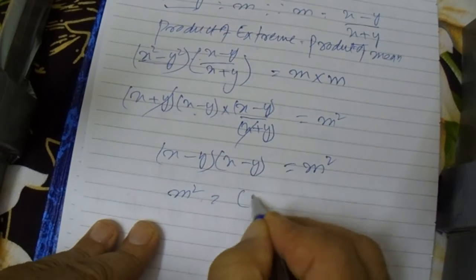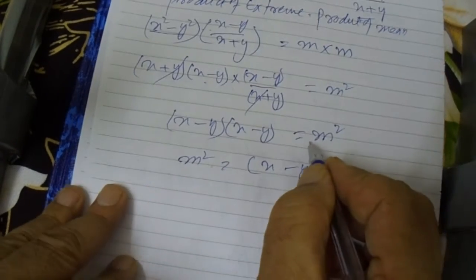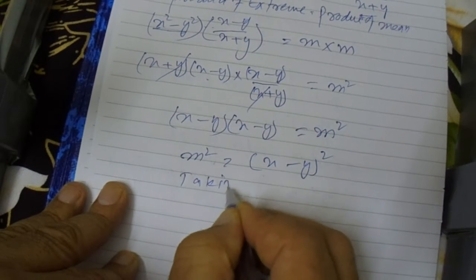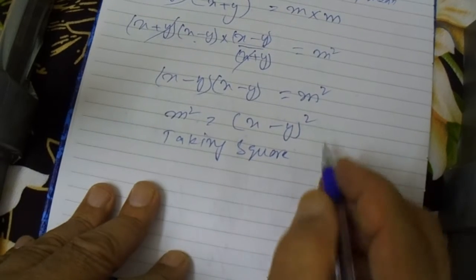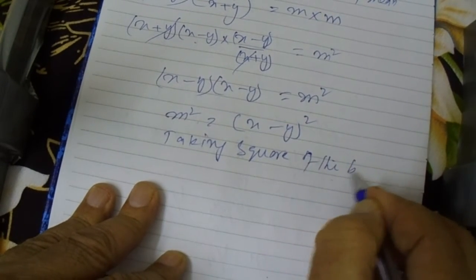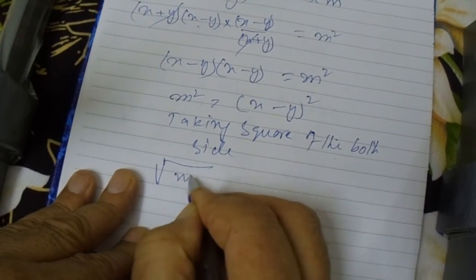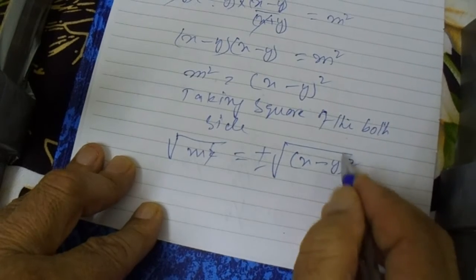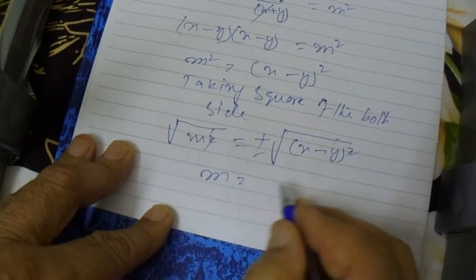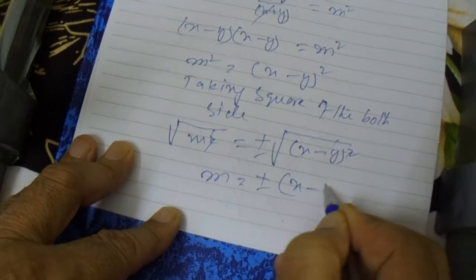Change the side: m square is equal to x minus y whole square. Taking the square root of both sides, we get m is equal to plus minus x minus y. Now this will cancel, and m is equal to plus minus x minus y. Now this is the mean proportional of the fourth part of this question.